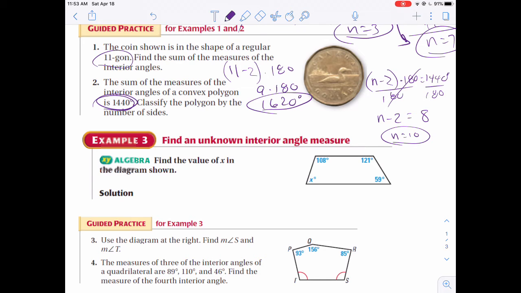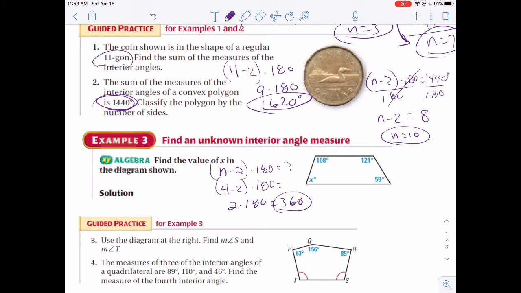So I know it's 4 sides and 4 angles, so I must use this formula first to find out how many degrees the total is. So it's 4 sides, 4 angles. So it's 4 minus 2 times 180. That equals 2 times 180, or 360. So a 4-sided shape has interior angles adding up to 360 degrees.